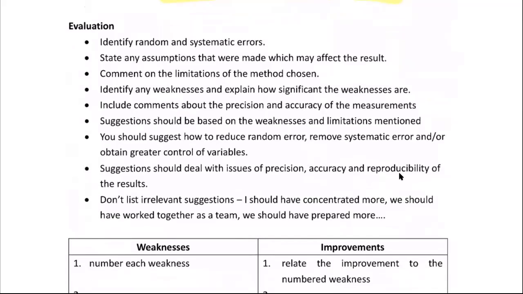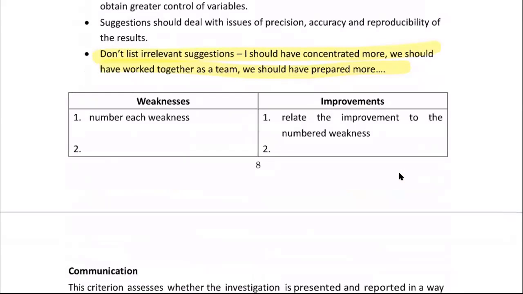Don't list irrelevant sections. So don't just list something because you're trying to come up with something to put in there, okay? And a good way is to structure it like this. So here is a weakness, and then here's an improvement. Because if you identify it as a weakness, you need to suggest an improvement. Don't tell me it's a weakness and then not tell me how you could improve it, okay?